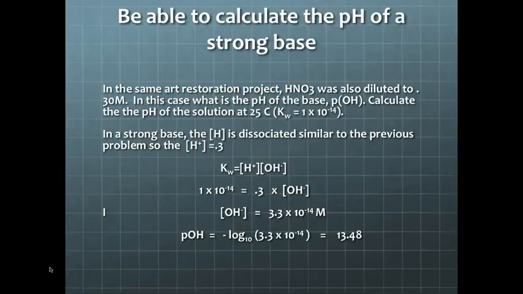We'll use the formula Kw equals hydrogen ion concentration times hydroxide concentration. We know that at 25 C, Kw is equal to 1 times 10 to the minus 14. We solve for the hydroxide concentration, which is 3.3 times 10 to the minus 14. And if we want to make a pOH, we can use the negative log, and we find it to be 13.48.